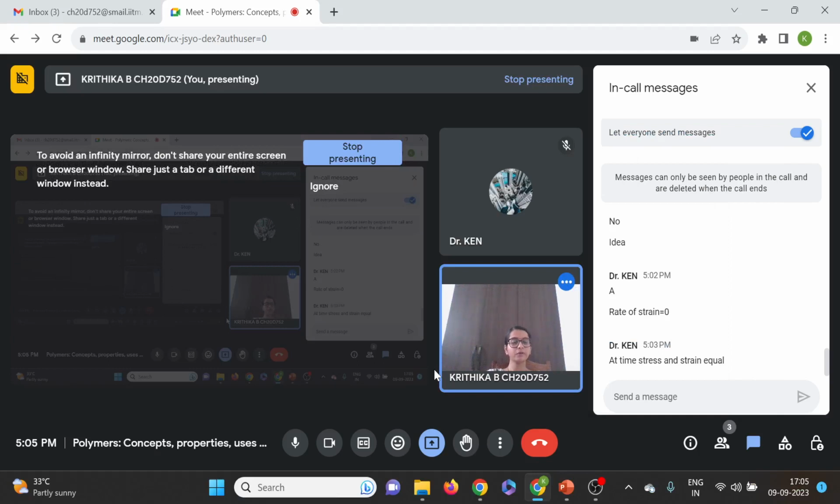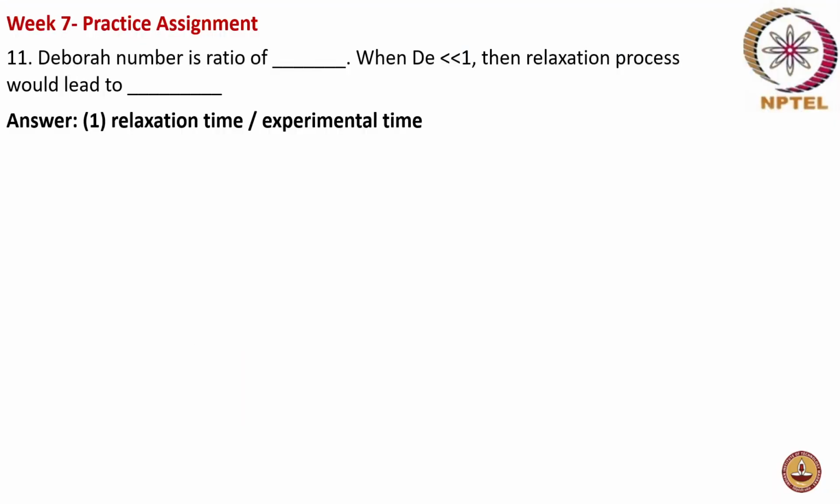So any idea on Deborah number? You want to take a guess, or do you remember what is Deborah number? Okay. So Deborah number, it is the ratio of relaxation time to the experimental time. Or it is the ratio of material time scale to the experimental time scale.